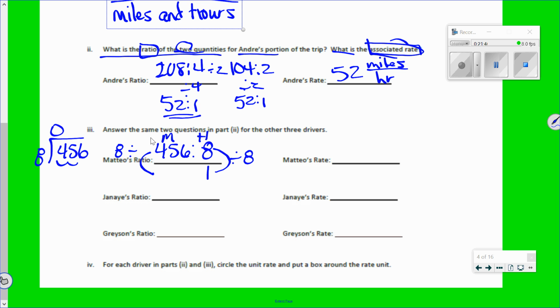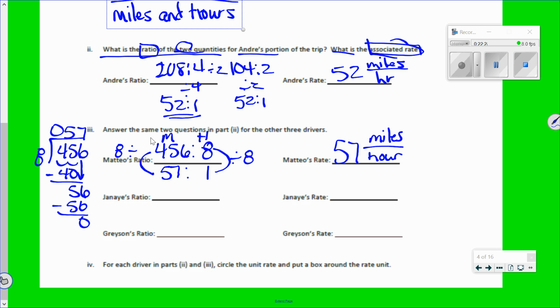How many times? 5. 5 times 8? 40. 45 minus 40? 5. Bring down my 6. How many times can 8 go into 56? 7. 7 times 8 is 56. So we have a 0 remainder and we can stop. So we get 57 miles in 1 hour. Yes? So his rate is 57 miles per hour. Any question about that one?